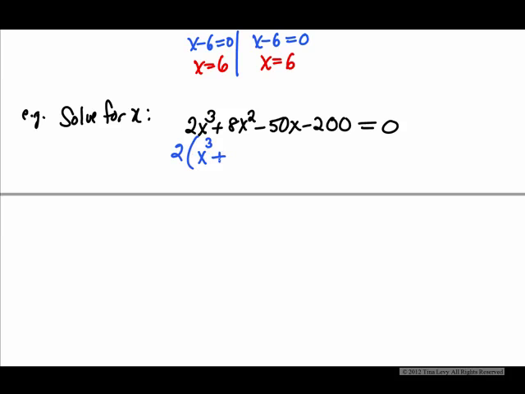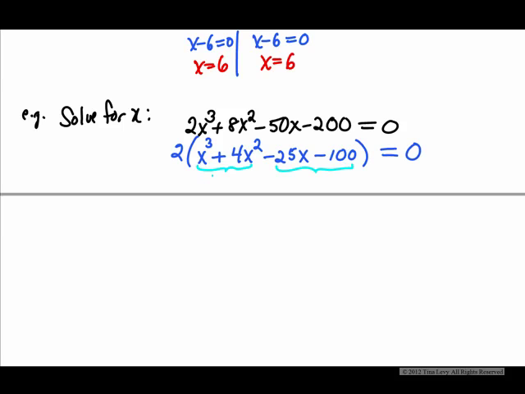I have x cubed plus 8 divided by 2, 4x squared, 50 divided by 2 minus 25x, 200 divided by 2 minus 100. That is 0. We factored out the 2. However, it didn't really help us much because now we have 4 terms and we have to further factor. And when we have 4 terms, that is factor by grouping.